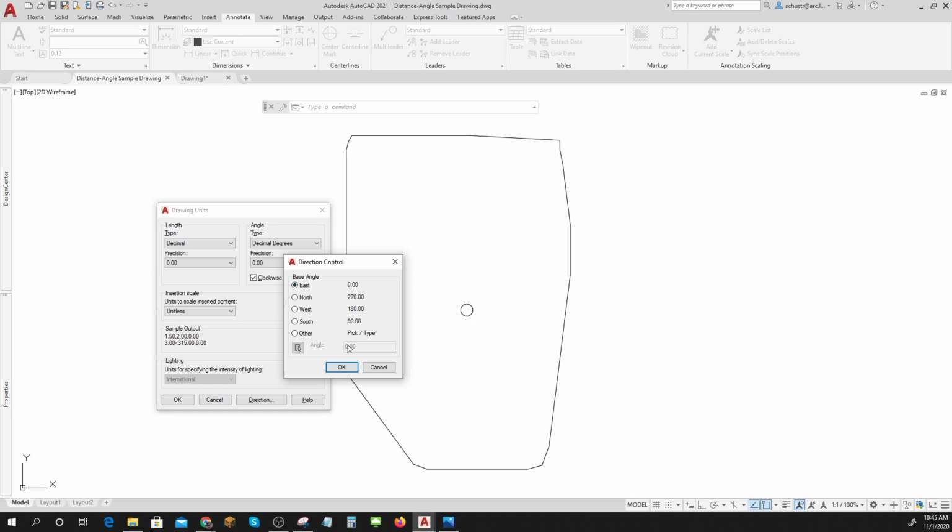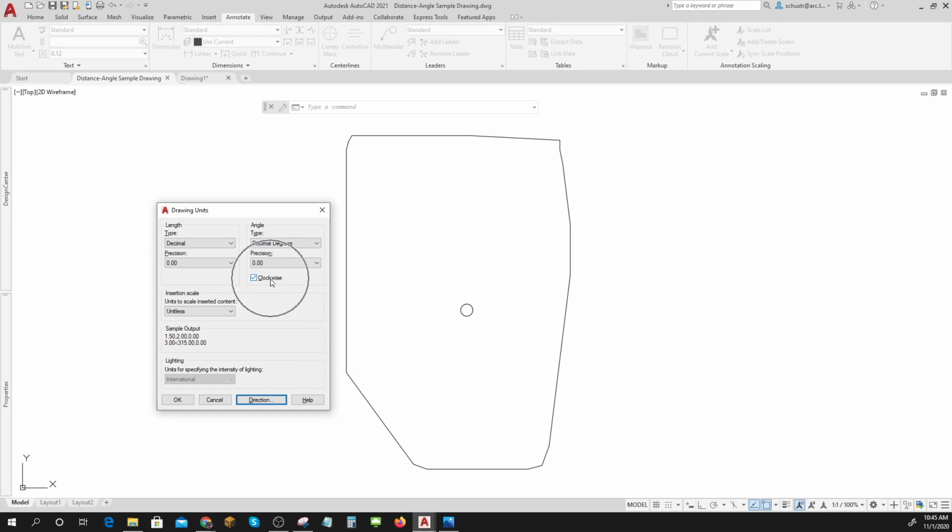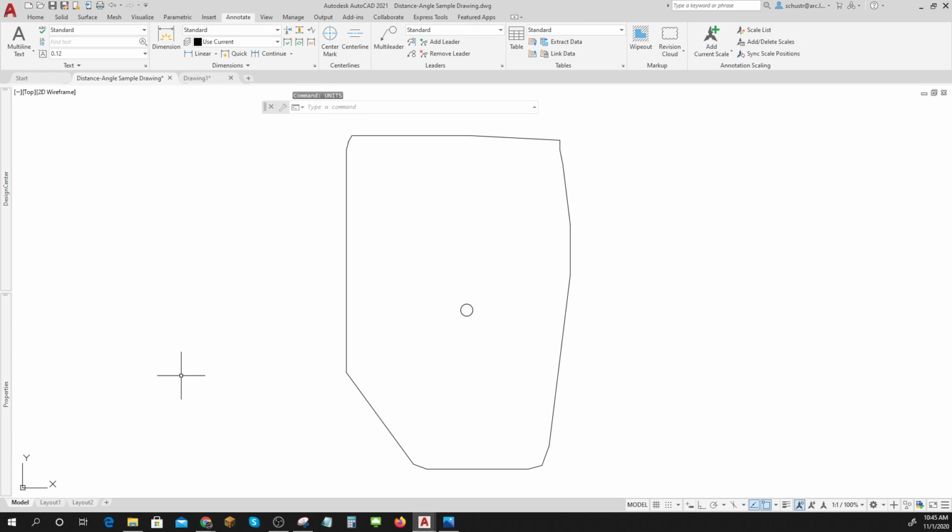So, base angle is east. That means 0 is east. We're measuring clockwise. And we don't know the units. Remember I said we don't know what this thing is measuring, so I'm just going to leave it unitless right now. And so now I'm ready to go.